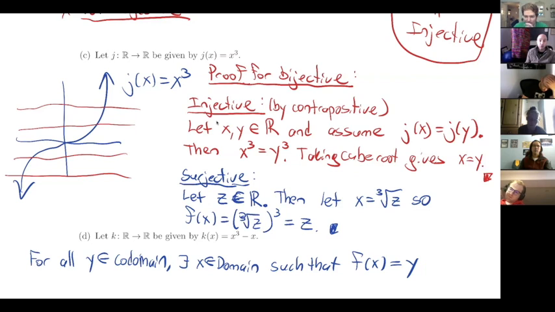And so, both of these things are for-all statements. If you want to prove that it's not injective or not surjective, like in the previous examples, we just needed to give a counterexample. One counterexample is enough to disprove those statements.